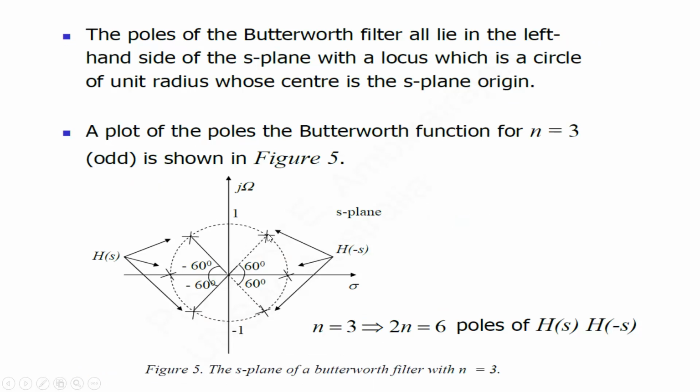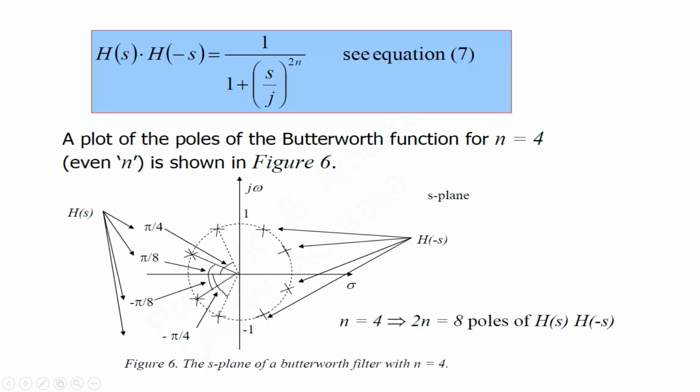The pole position on the h of minus s side is 60 degree, and the pole position on the h of s side is minus 60 degree, and this is coming from the same formula which we have derived. So the total number of poles will be 6 when n is equal to 3, and all poles lie on the locus, which is a circle of radius 1, and the center of the circle is the origin of the S-plane. All right. And this is the case when n is equal to 4.